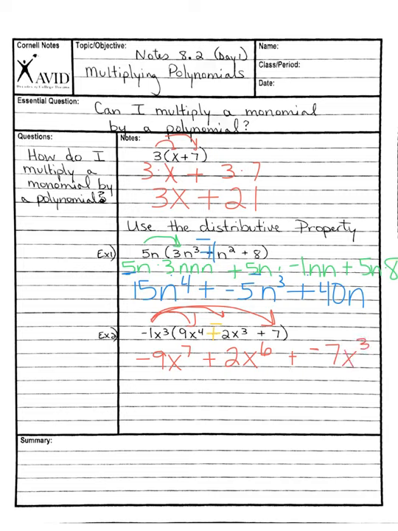So this is notes 8.2 on multiplying polynomials, and we're applying the distributive property. That's it.